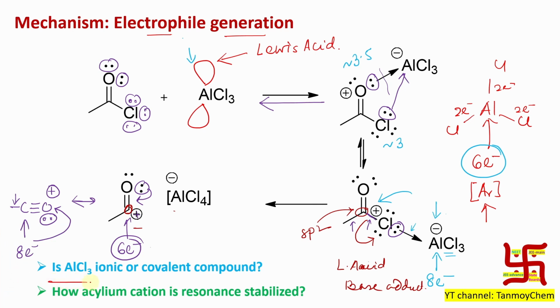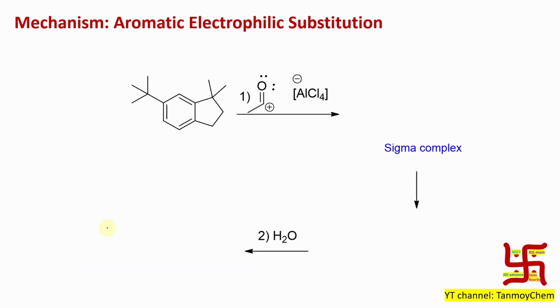Now AlCl3 is a covalent compound, and how the acylium cation is resonance stabilized I have explained. Next, the next part: the electrophile is generated. Remember, electrophile means they are electron deficient. Positive charge is the indication of electron deficiency. Now if you look at benzene rings, by the way students, they are electron rich because 6 pi electrons are in resonance. So it will react with this electrophile.